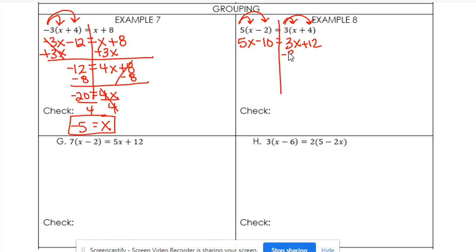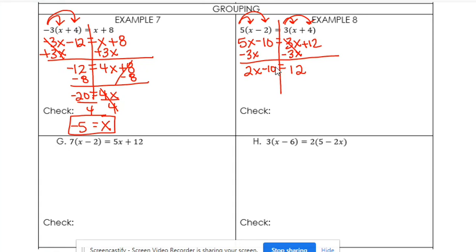3x is smaller, so we're going to subtract 3x. 5x minus 3x is 2x. Bring down the minus 10. 3x minus 3x cancels, and we're left with positive 12.